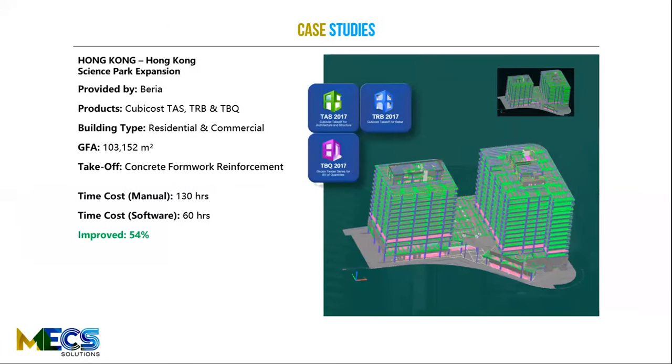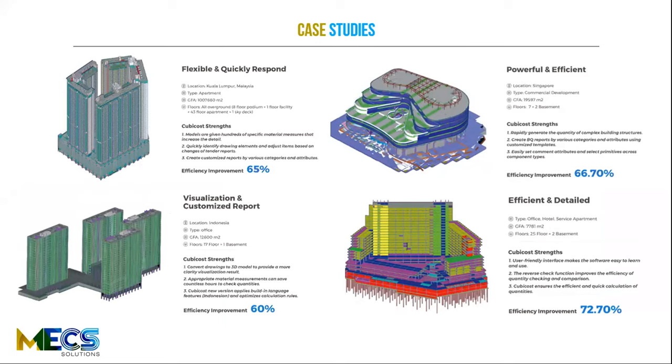For this next project, Hong Kong Science Park expansion using TAS, TRB, and TBQ, it took us only 60 hours while it took them 130 hours. And then for these last few projects here, you can see a huge jump. One of the main reasons is the recent updates in the software. As I mentioned before, there are many updates. Actually, every year we have two major updates in April and October. And so you can see a drastic change in the efficiency and speed of doing these projects. So 65%, 66%, 60%, 72%. And as I mentioned, we've even seen cases where you could have 80%, 82%, 85% improvement. So it really helps in that sense.